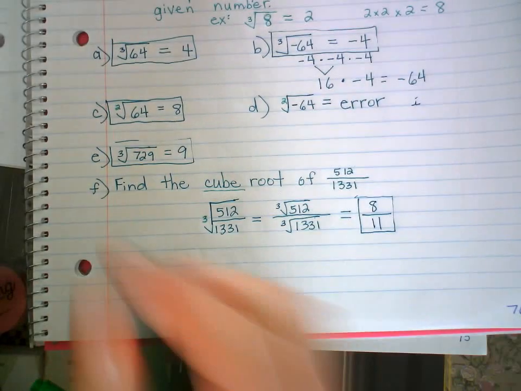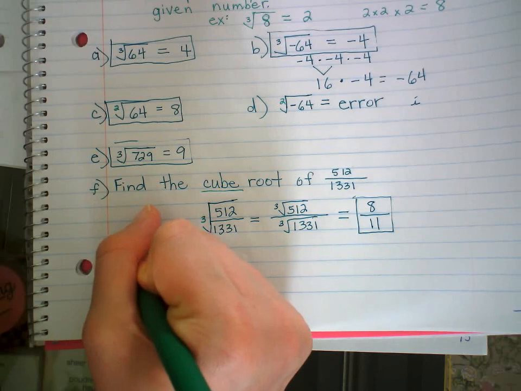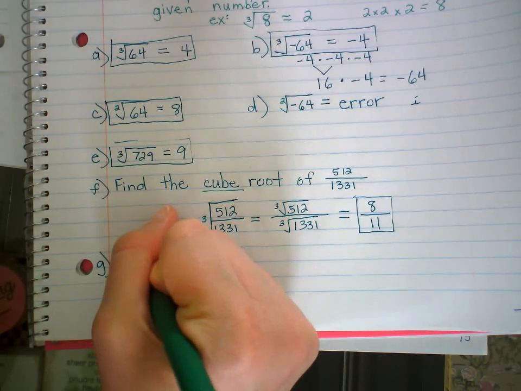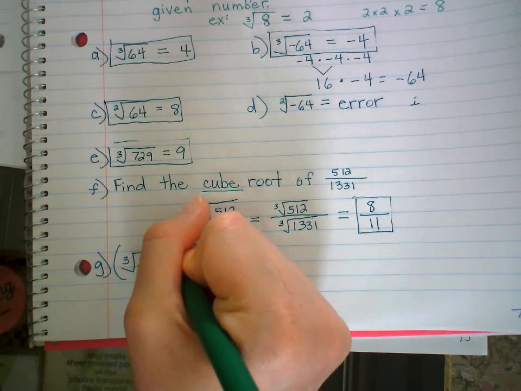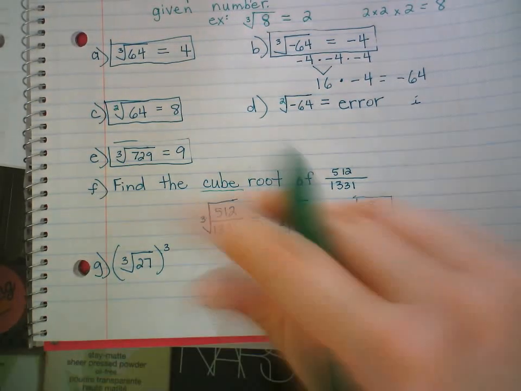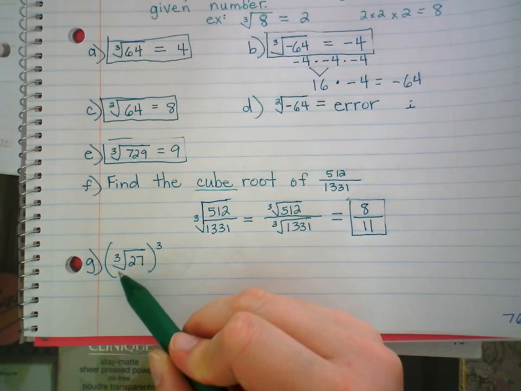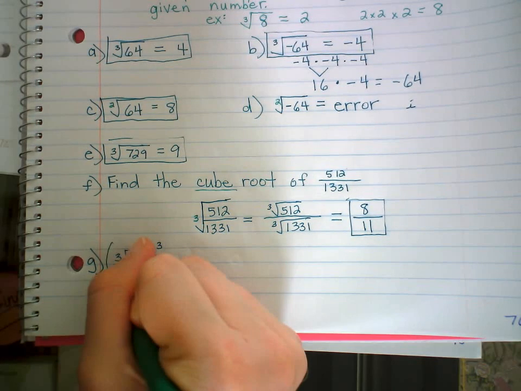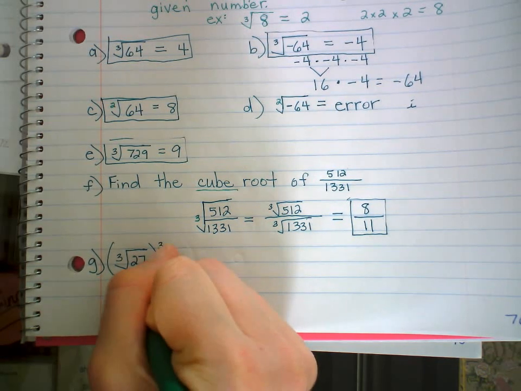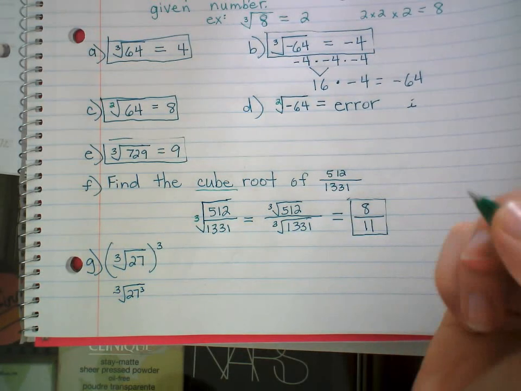All right, so the last example, find the cube root of 27 cubed. Find the cube root of 27 cubed. That's how you read this. Cube root of 27 cubed. So this is exactly the same as if it wrote it like this, or if it just didn't have parentheses.